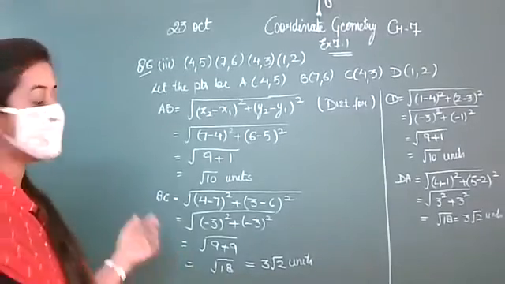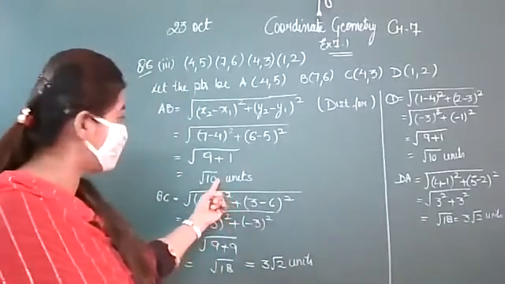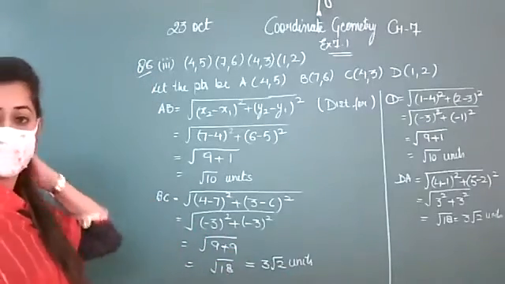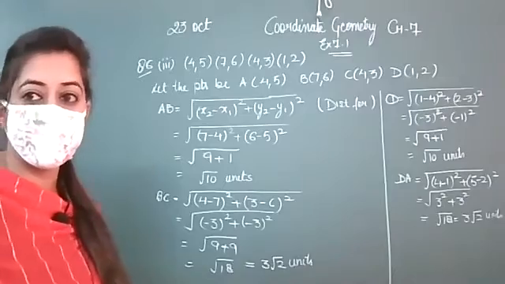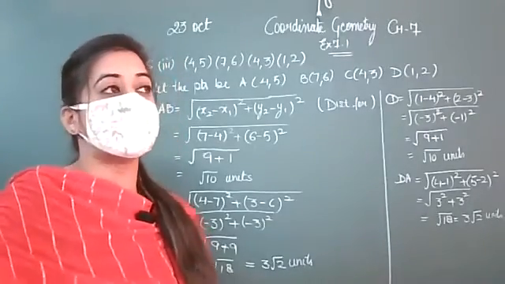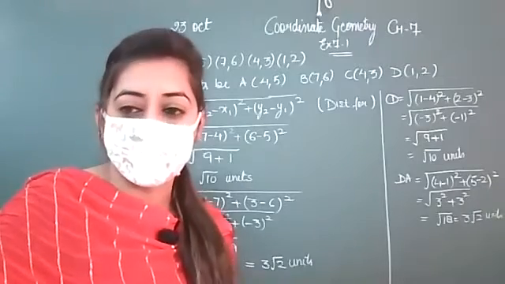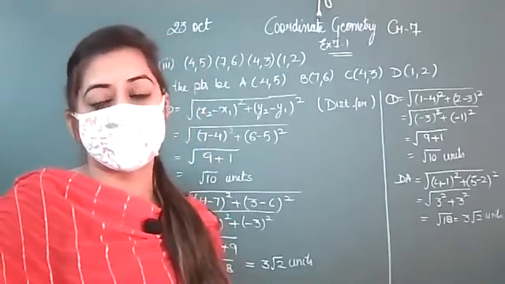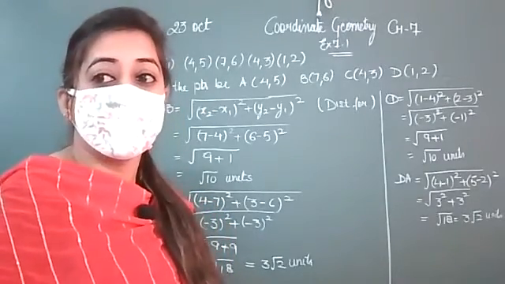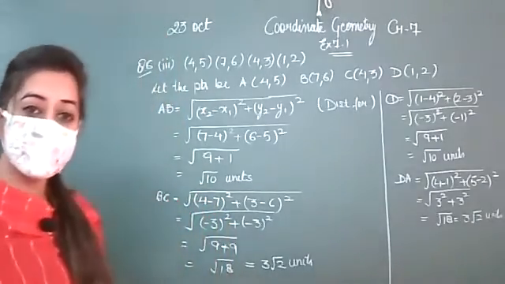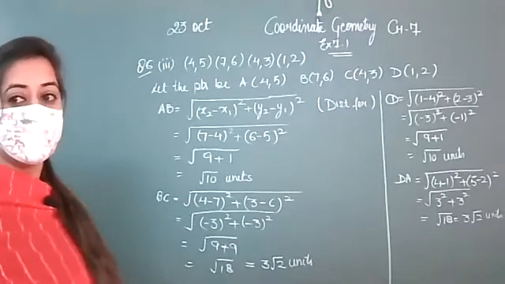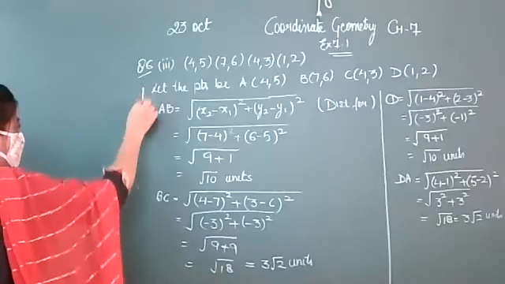So from this, you can see that the length of the two opposite sides are equal: root 10, 3 root 2 and 3 root 2. So from this, we can say that the length of the two opposite sides are equal. So it can be a parallelogram or it can be a rectangle also. So how will you decide whether it is a parallelogram or it is a rectangle? Depending upon the diagonals. If the diagonals are equal, then it is a rectangle. If the diagonals are not equal, then it is a parallelogram. So let's find the diagonal.